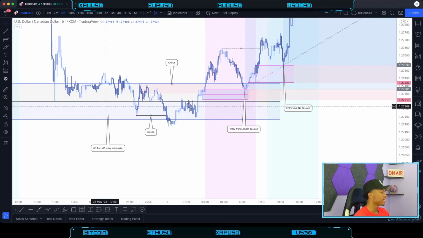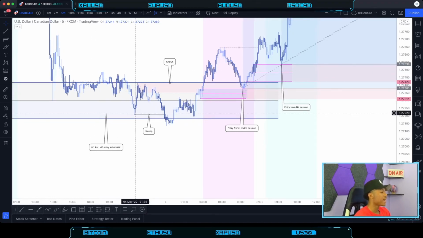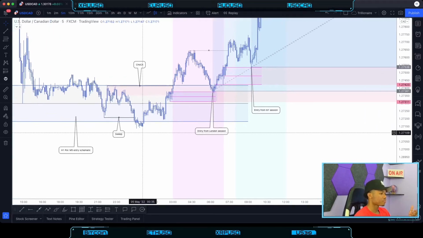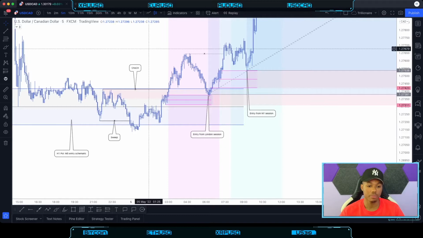So we can see here we have an H1 point of interest based on how I select my higher time frame points of interest. And essentially we're just looking for a certain entry to take place. There are multiple ways to actually take your entries, but as you guys can see, we were able to catch 2 entries on this trade opportunity, so let's go ahead and break it down.